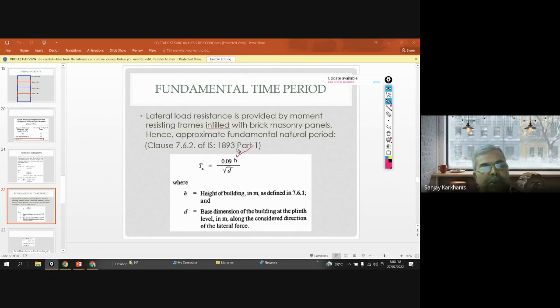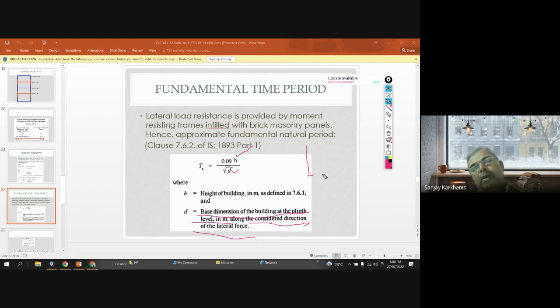So you know H. If you know the dimensions of the structure, height of the structure above ground, that is the H. Now this D. D is a base dimension of the building at plinth in meters along considered direction of lateral force.